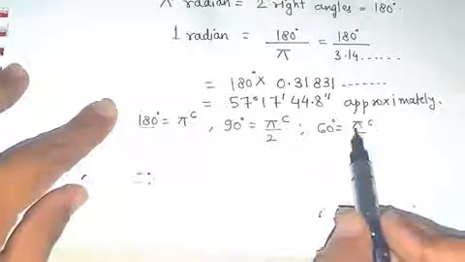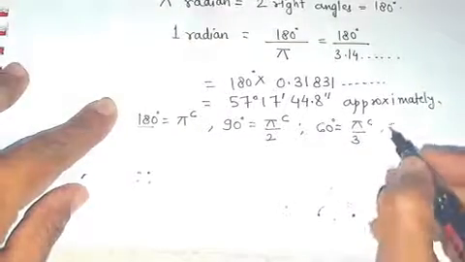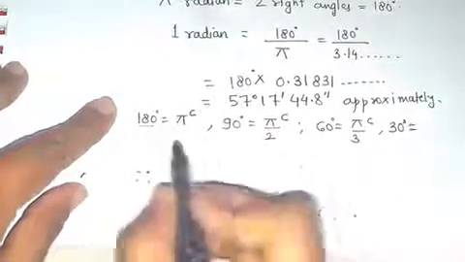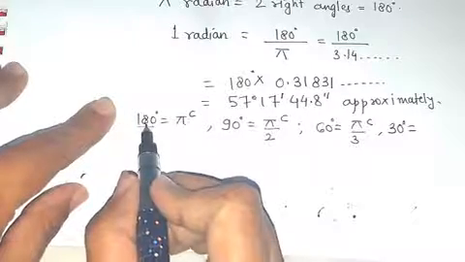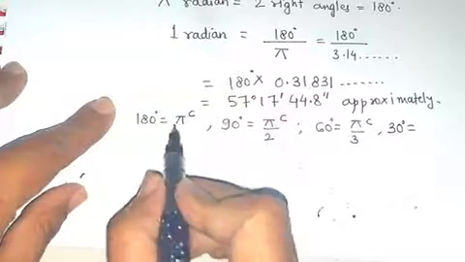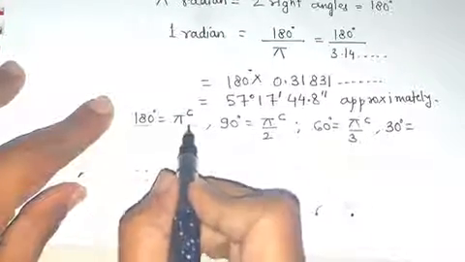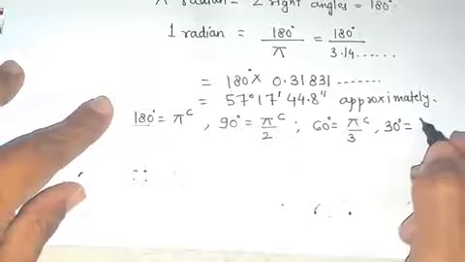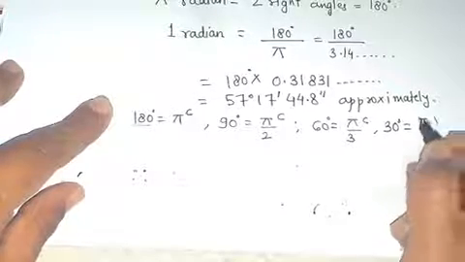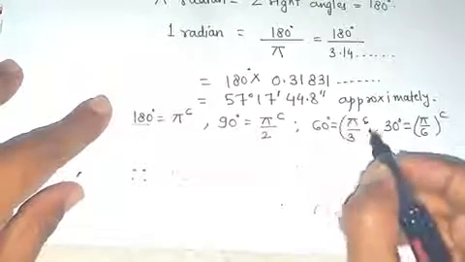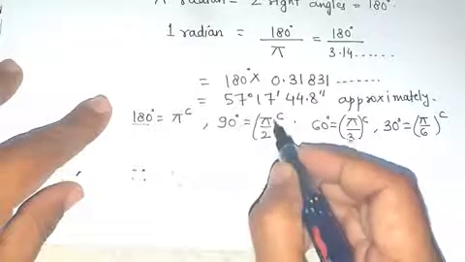So 60 degrees is pi by 3 radian, and to get 30 degree out of 180 degree we have to divide both sides by 6. So 30 degree equals pi by 6 radian. We can place brackets here for the convenience.